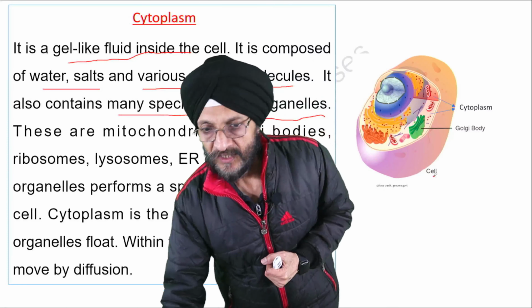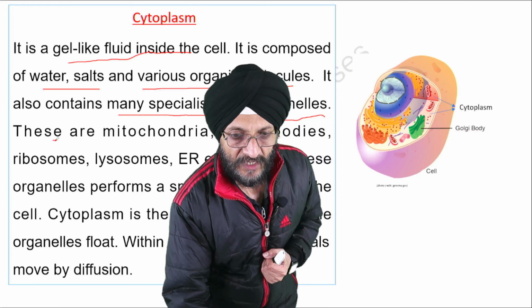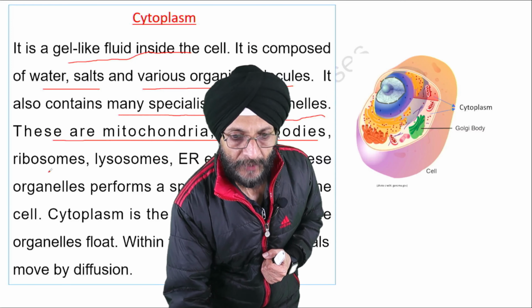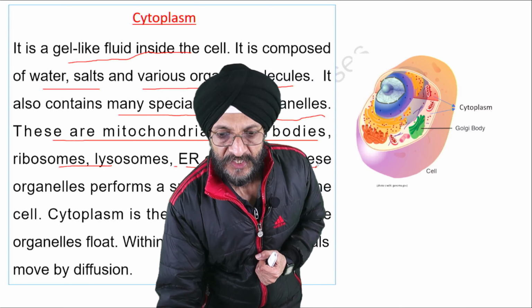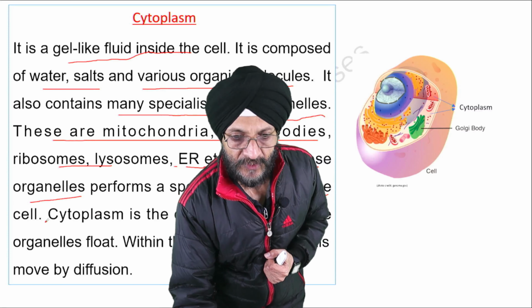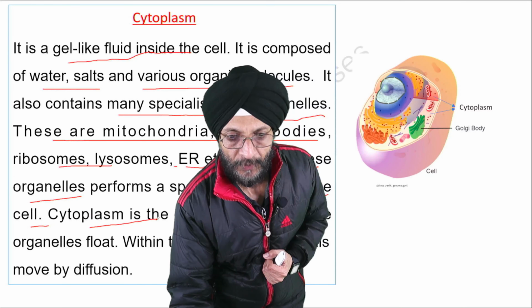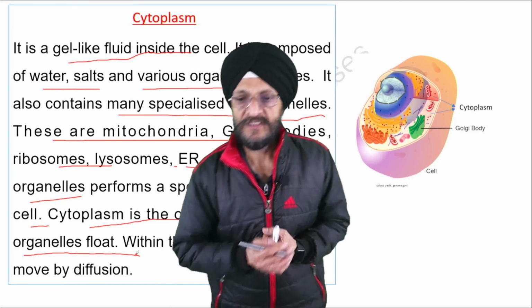There also lie ribosomes and lysosomes. These are mitochondria, Golgi body, ribosomes, lysosomes, endoplasmic reticulum. Each of these organelles performs a specific function for the cell. Cytoplasm is the ocean in which all the organelles float.